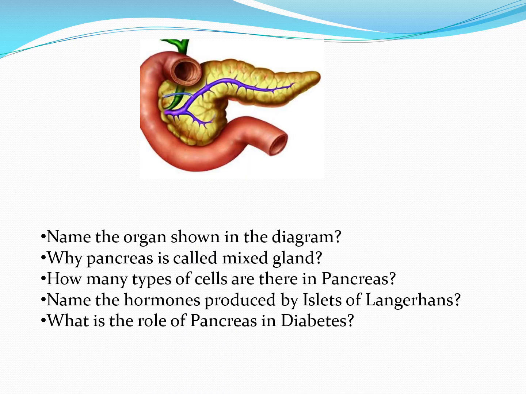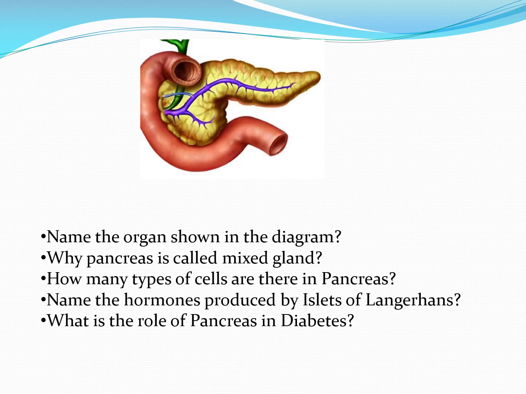Next, name the organ shown in the diagram. The organ shown in the diagram here is the pancreas. Next, why is the pancreas called a mixed gland? Because the pancreas is made up of both exocrine and endocrine cells. That is why the pancreas is considered a mixed gland.